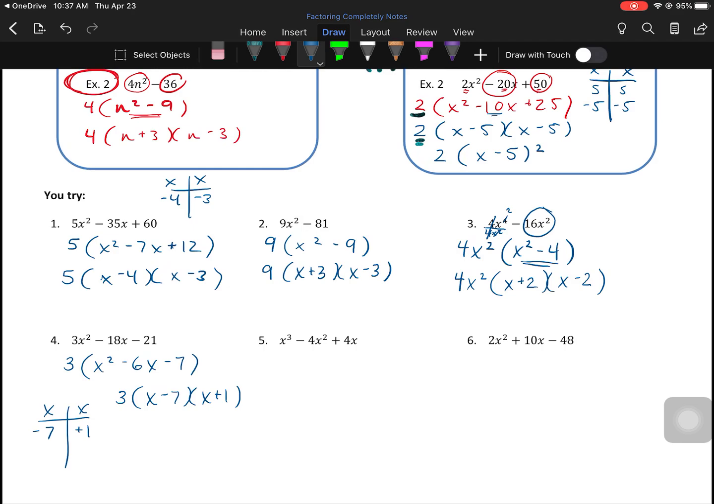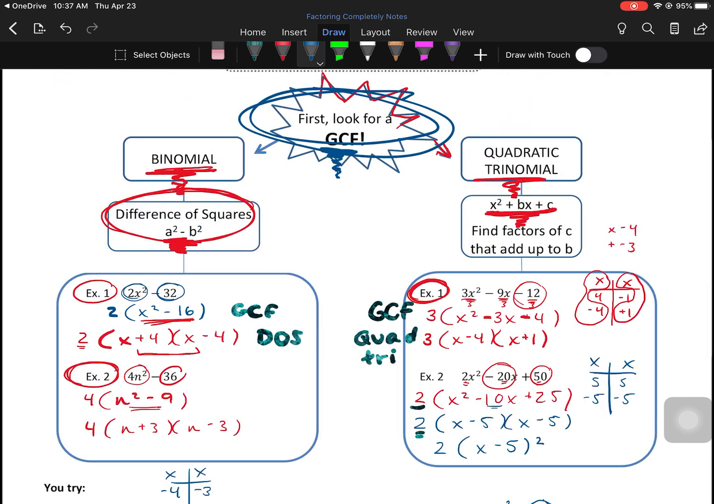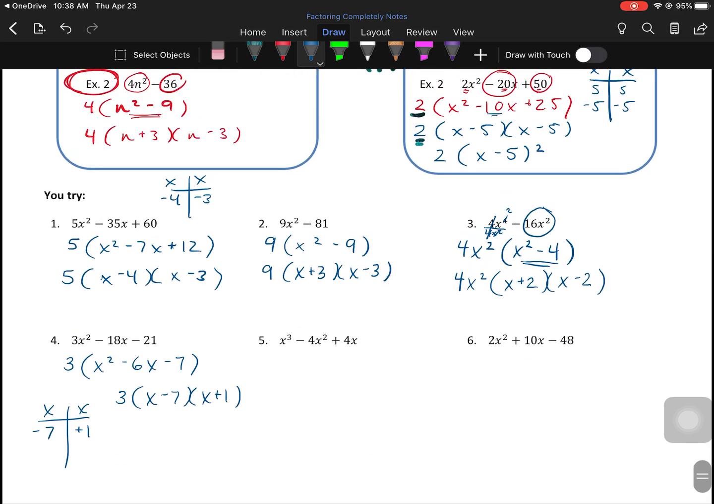For number 5, when you're looking for your GCF, this is technically a 1 up front. We can't really factor out anything from a 1, but they each have at least an x. So I'm going to take out an x for this one, and it's going to make me x squared minus 4x plus 4, which is a little bit better for us because we can factor that trinomial. Because if I need two numbers that multiply to 4 and add to -4, we could try 2 and 2, but that adds to +4. So maybe -2 and -2.